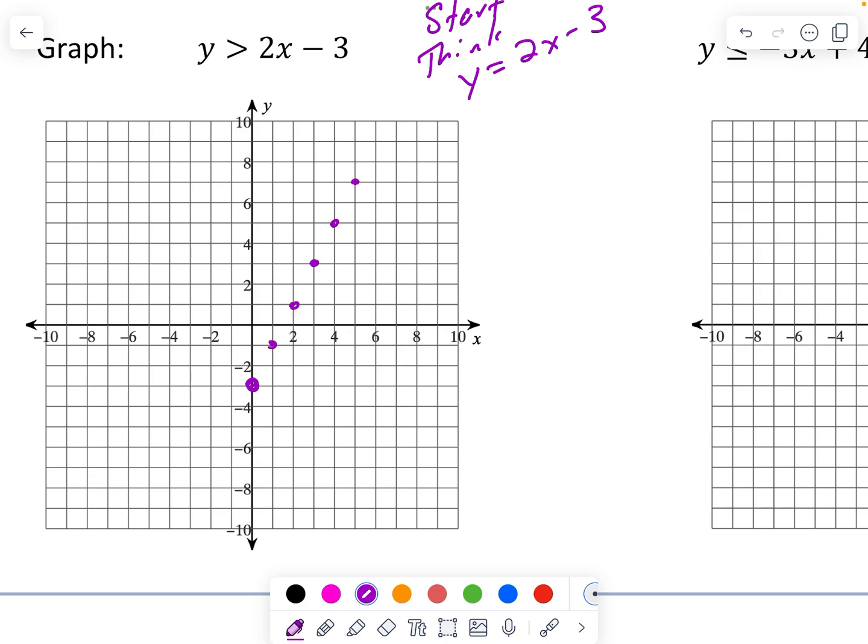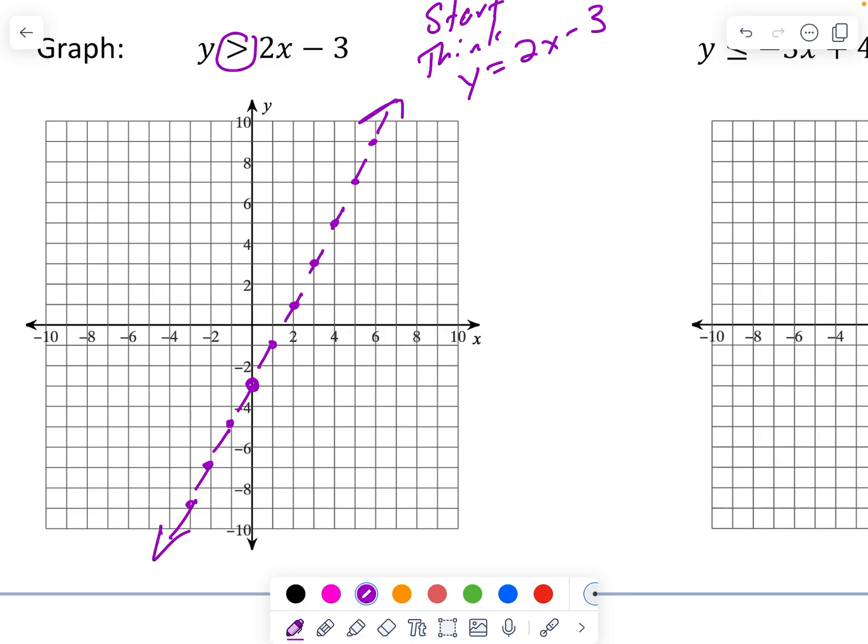Now, here's where you have to stop yourself. Before you get out that ruler and draw your line, you have to look and see, is it equal to or not? In this case, it is not equal to, it's strictly greater than. So you can still use your ruler, but just remember to make it a dashed line.